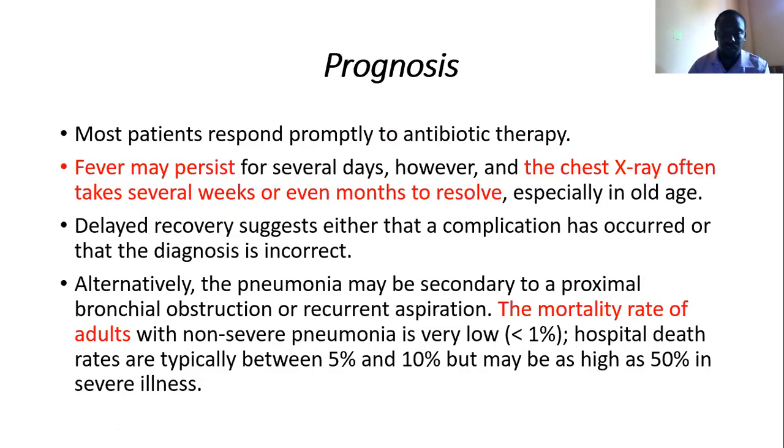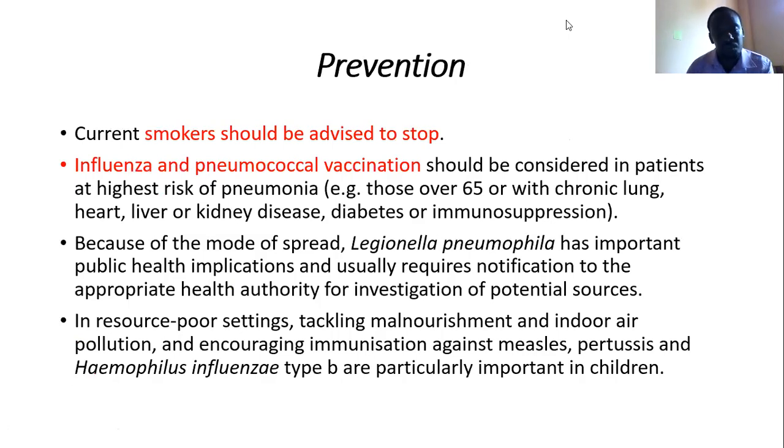Prevention: we are supposed to encourage smokers to stop smoking. Then you can as well give vaccination against influenza and pneumococcus, especially in patients who are at high risk of pneumonia, and this includes the elderly above 65 years of age, those with chronic lung, chronic heart, chronic liver disease, chronic kidney disease, diabetes, and immunosuppression.